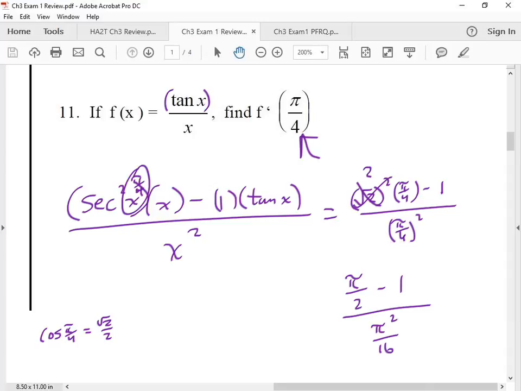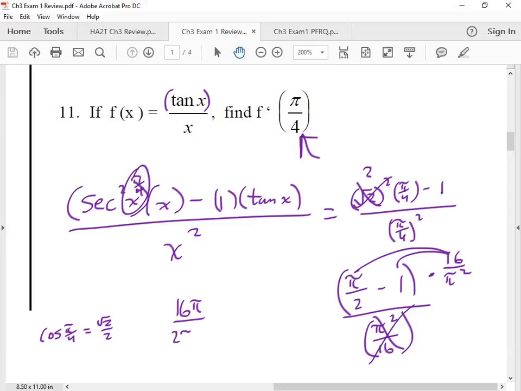All right, you guys all cool so far? How come it doesn't look the same? Well, this says this divided by this, which is the same as multiplying by the reciprocal. So instead of having this down here, I can multiply by 16 over pi squared. And so if I distribute that, this times this, this times this, you'll get 16 pi over, what is that, 2? 2 pi squared minus 16 over pi squared.